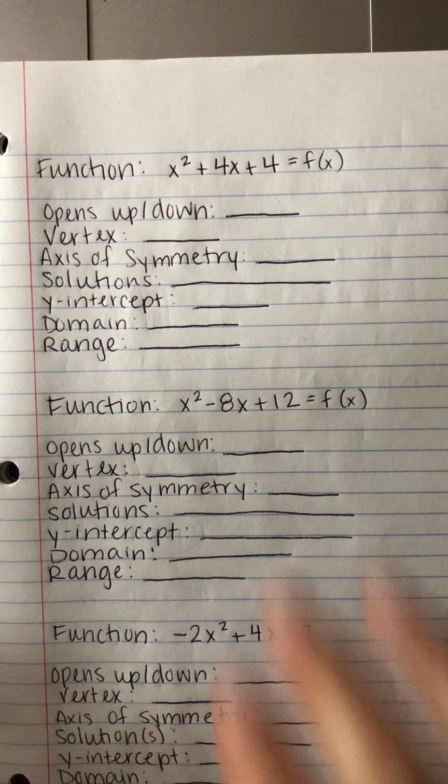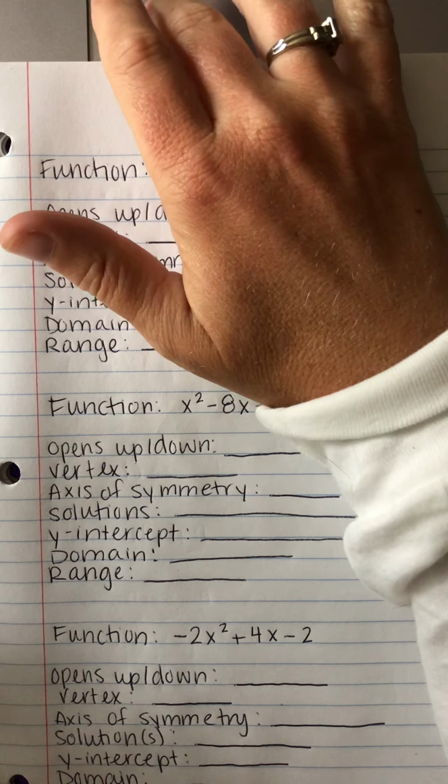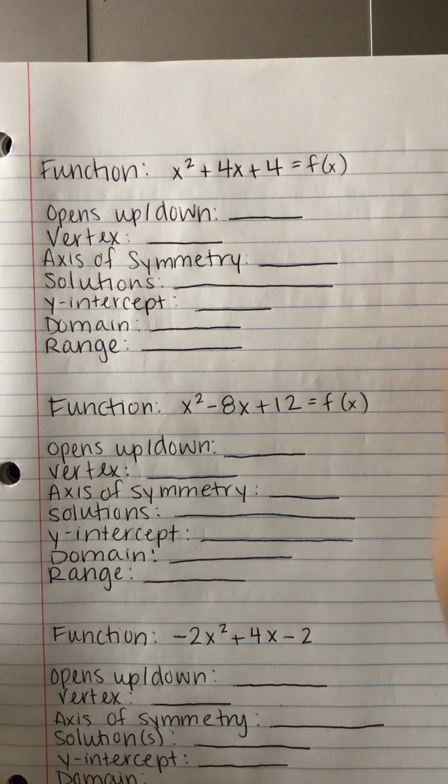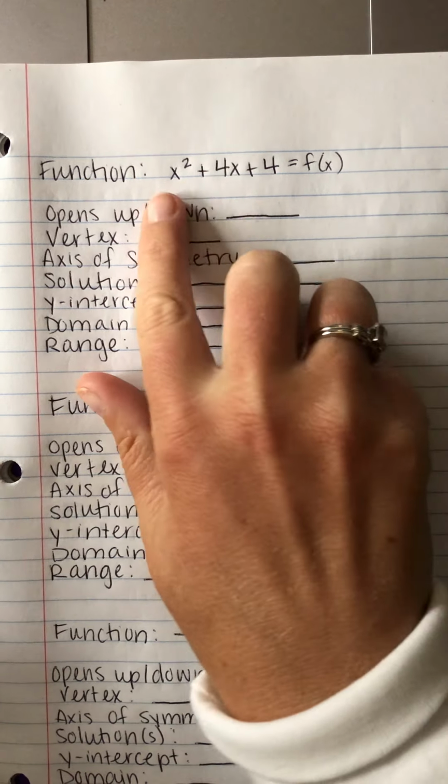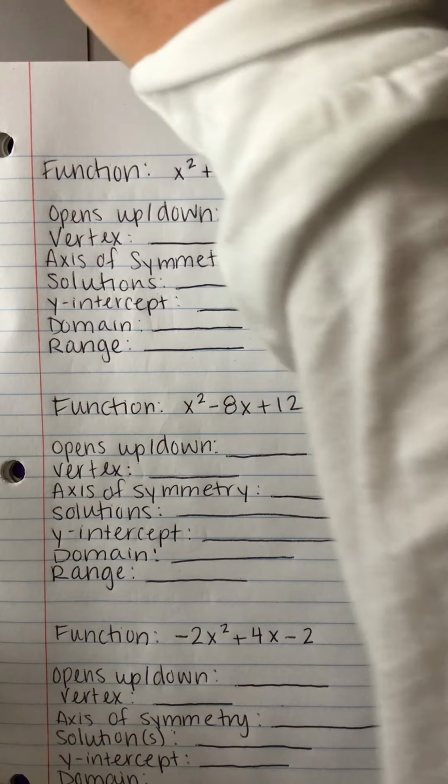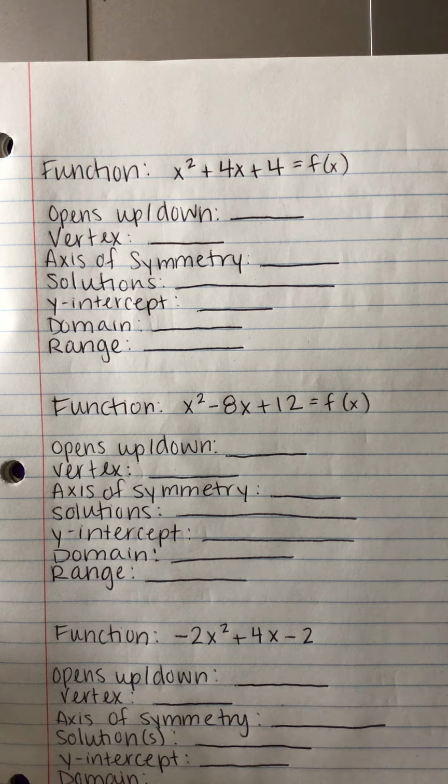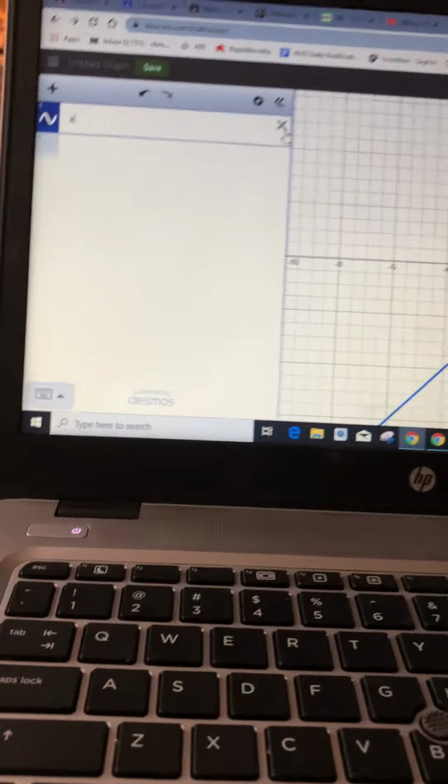So the first thing I'm going to do is on my computer up here, I'm going to type in our very first function, and I really only need to type in this part. So I'm going to type in x squared plus 4x plus 4. All right, and that's going to give me this parabola right here.